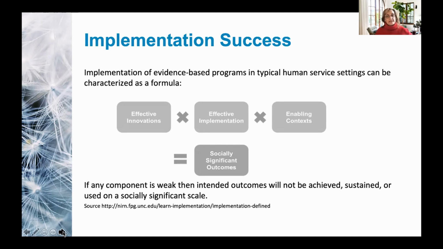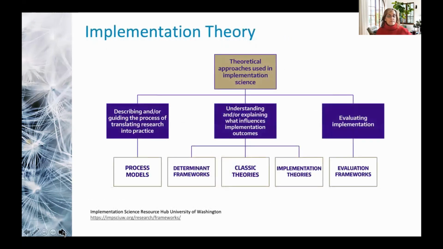And as you can see, because this is multiplicative, if any of those three elements are non-existent, you get a zero. So you don't get the outcome that you're looking for. So if any component is weak, then you don't achieve your intended outcome. And so it means paying attention to all three of those elements.